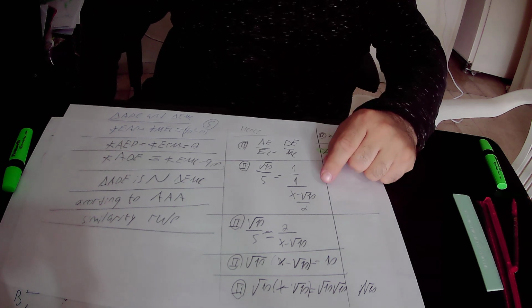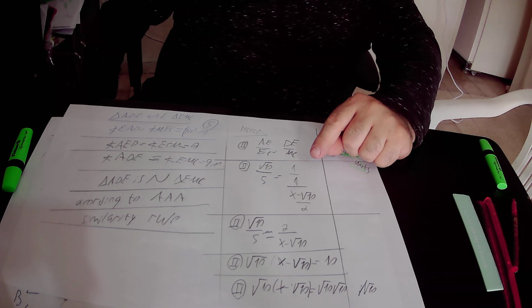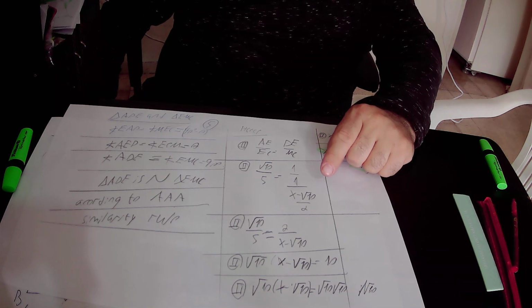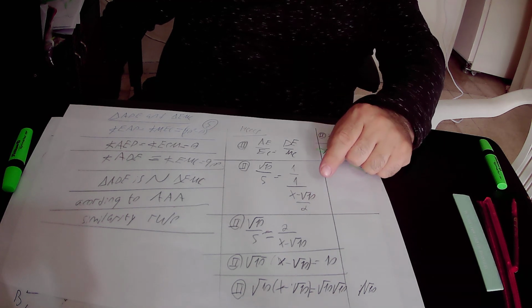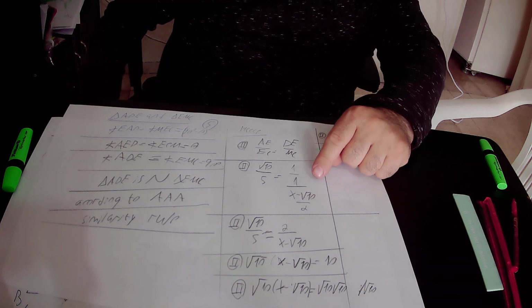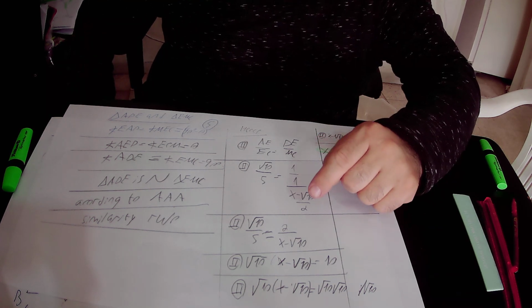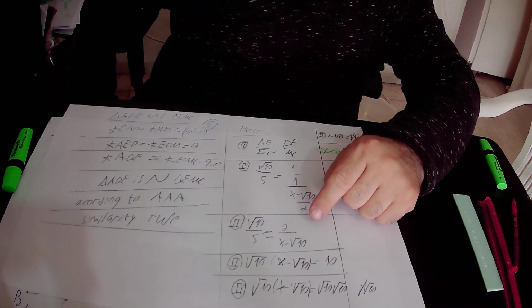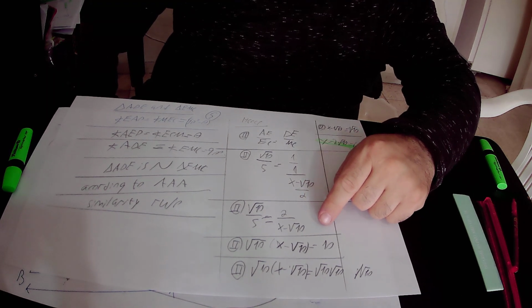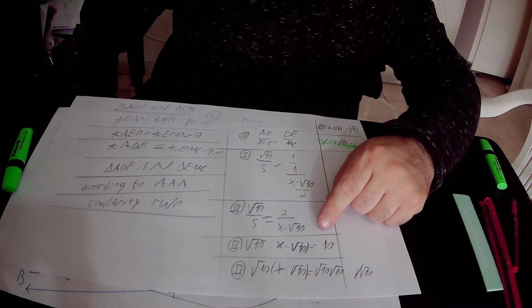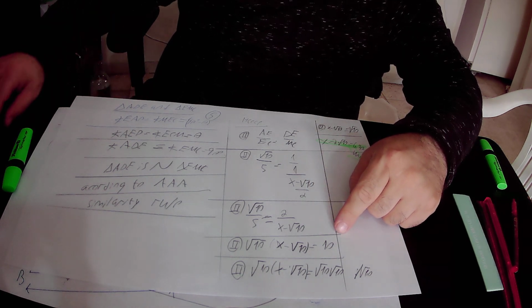So here we got that square root of 10 over 5 equals 1 over x minus square root of 10 over 2. Here we move 2 to the numerator and x minus square root of 10 to the denominator, and we found out that, according to equation number 2, square root of 10 over 5 equals 2 over x minus square root of 10. Then we cross multiply, and we found out that square root of 10 times x minus square root of 10 equals 10.